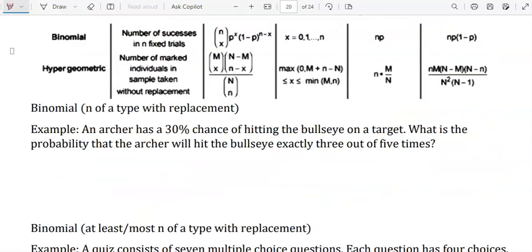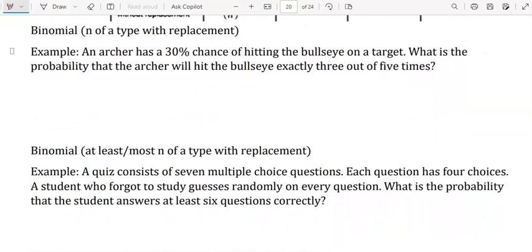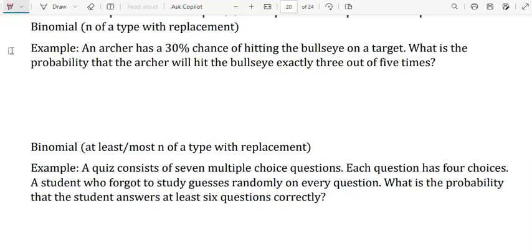Let's look at this page. We have binomial and hypergeometric distributions. Let's look at the first example. It's a binomial of a type with replacement. An archer has a 30% chance of hitting the bullseye on a target. What is the probability that the archer will hit the bullseye exactly 3 out of 5 times?